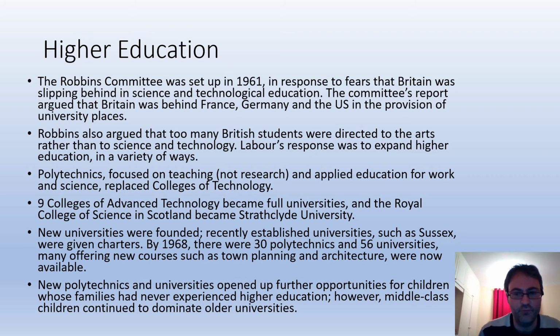Universities that have really recently been founded get their charters, in other words, a document officially saying you are now a full university, and completely new universities are set up as well. And the statistics speak for themselves. By 1968, you've got 30 of these new polytechnics and you've got 56 universities. And a lot of the new universities are offering courses that weren't available before, things like architecture and town planning.